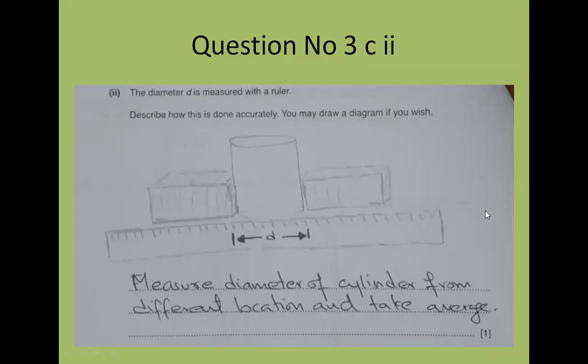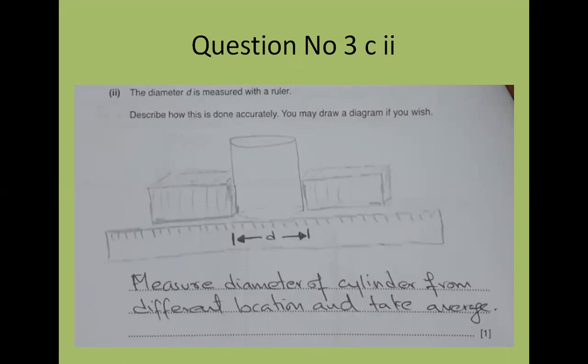Okay, the diameter D is measured with a ruler. Describe how this is done accurately. You may draw a diagram if you wish. I have shown here in the diagram one method of measuring the diameter. We have put two wooden blocks around that cylinder, and we have placed along with these wooden blocks a ruler. And the distance between these wooden blocks will be equal to the diameter of that cylinder.